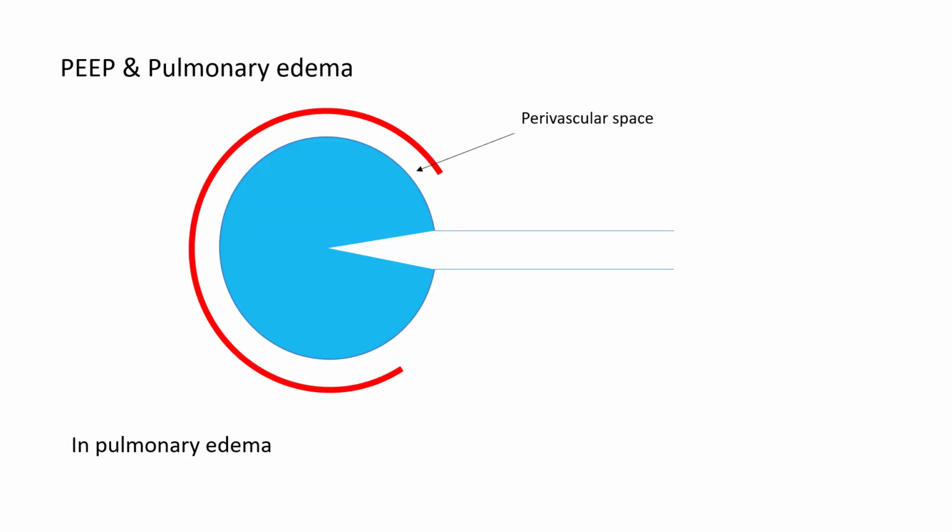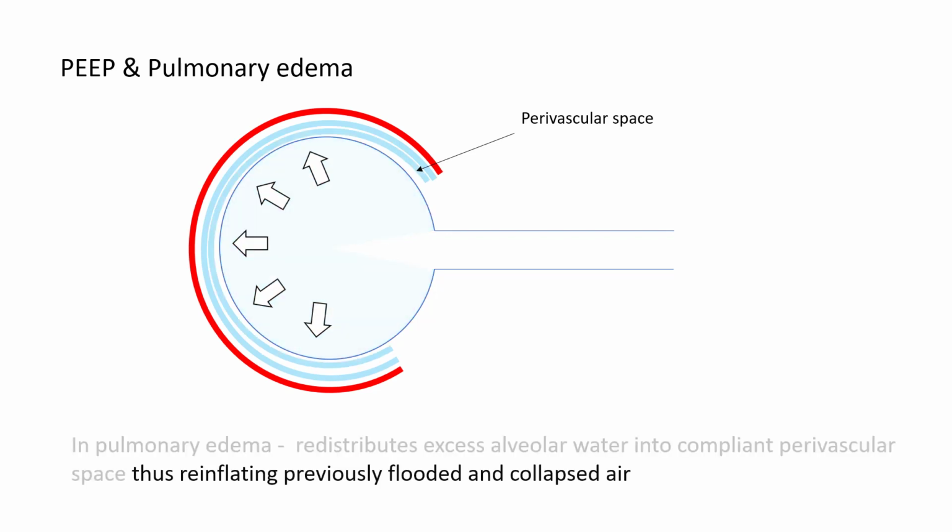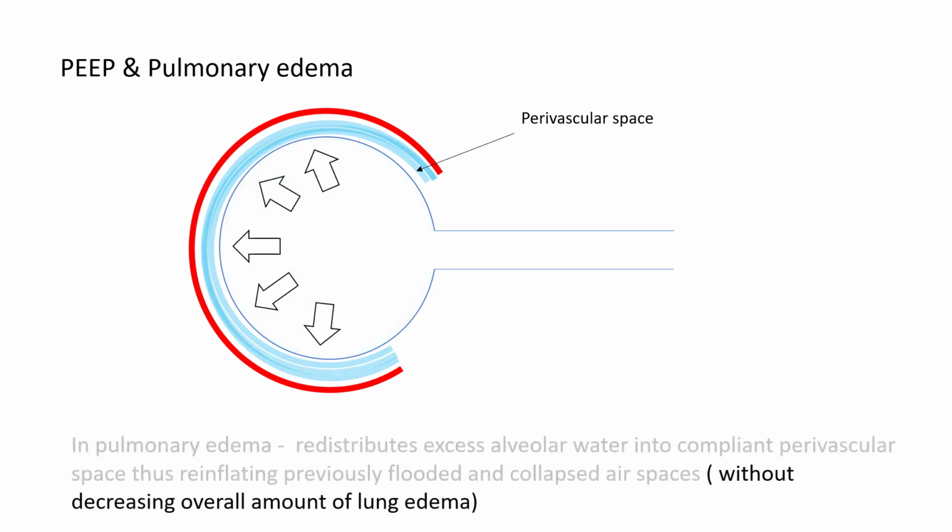PEEP also helps pulmonary edema. It redistributes the excess alveolar water into the compliant perivascular spaces and thus reinflates the previously flooded and collapsed alveoli. Now understand that the total amount of lung edema or lung water remains the same. However, slowly with improved LV function from the PEEP, this edema will subsequently improve.